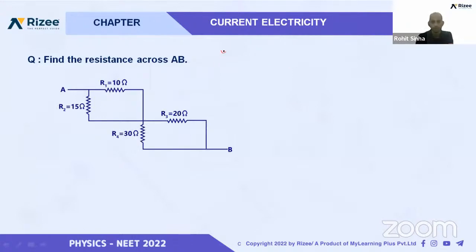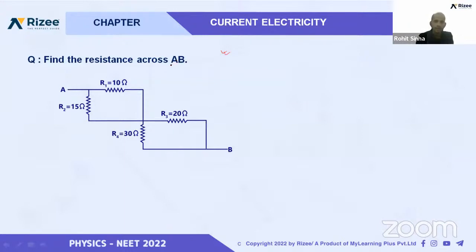Now do this question. All of you do this question. I will give 15 seconds. Take 15 seconds and try this question. Any answer? Any answer from anyone? Okay, let us see what will happen.